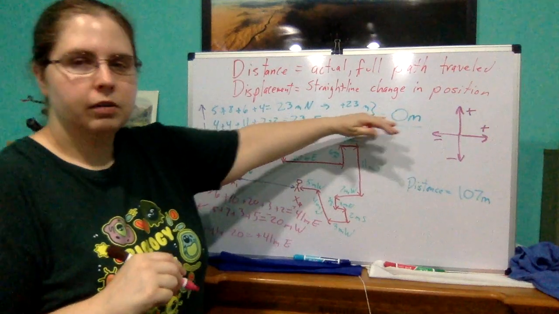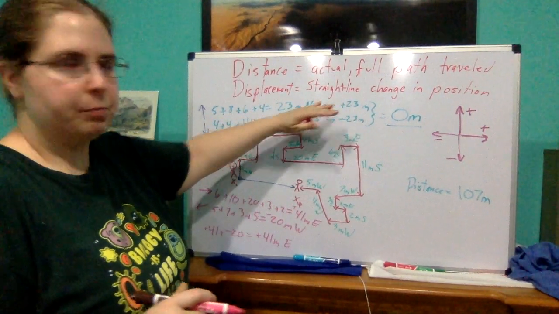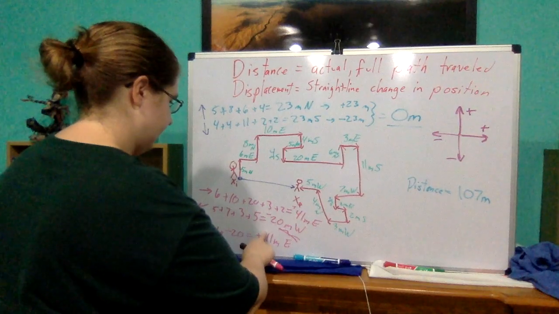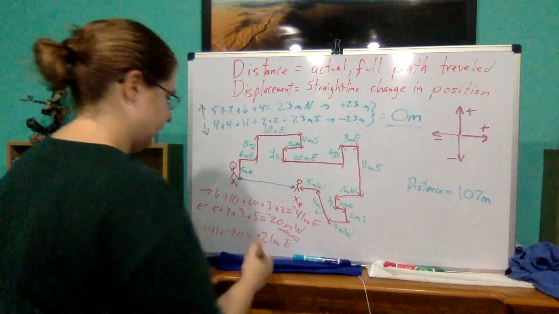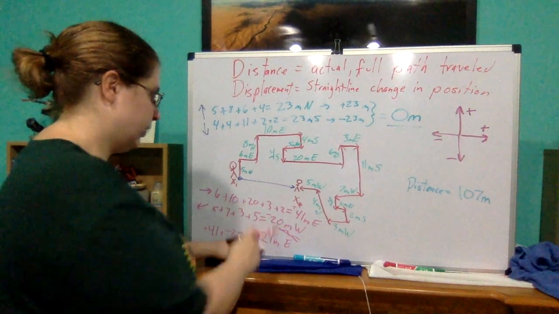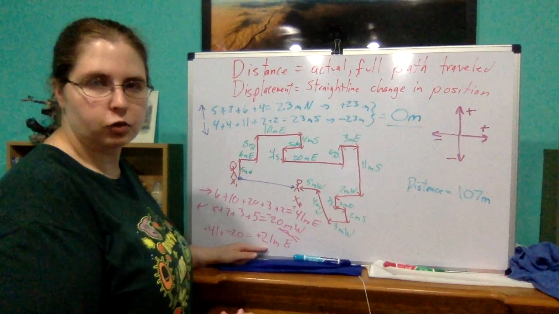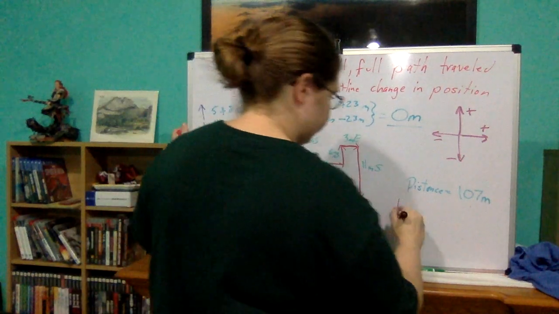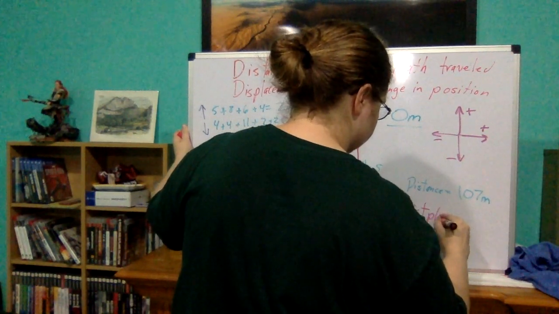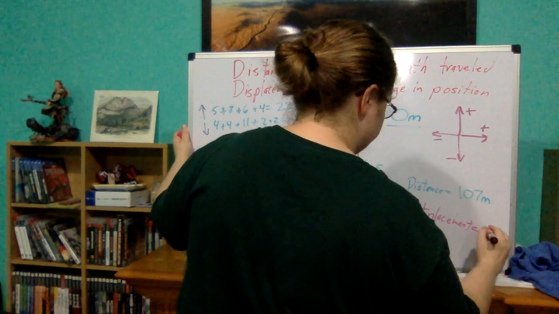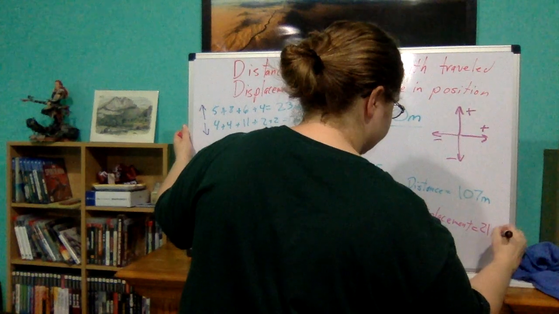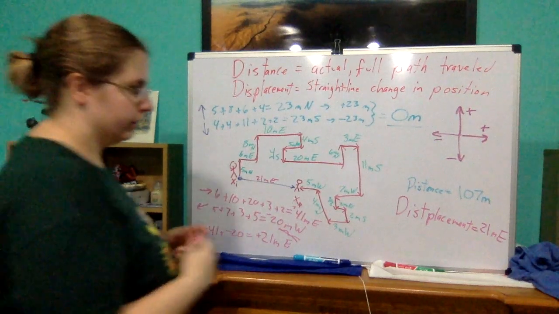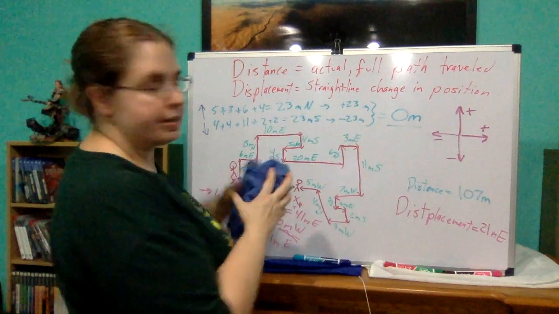Now there is no vertical displacement for me to worry about. So that means this is just a straight horizontal displacement. So now, what do we do? All right, so we have 21 meters east. That's what this value is. For our displacement, equals 21 meters east. I do want to show you one more, and then we'll be done with distance and displacement.